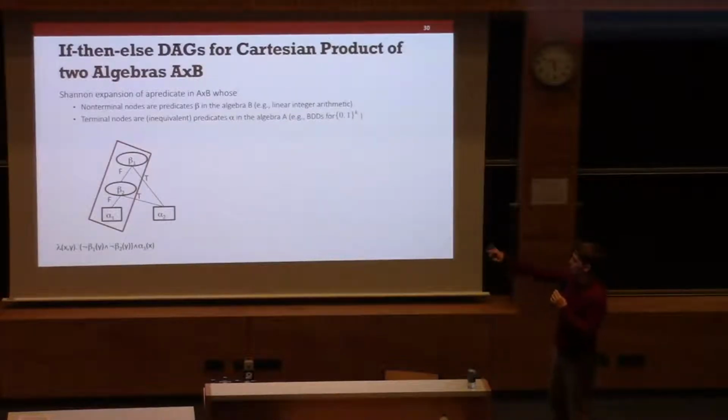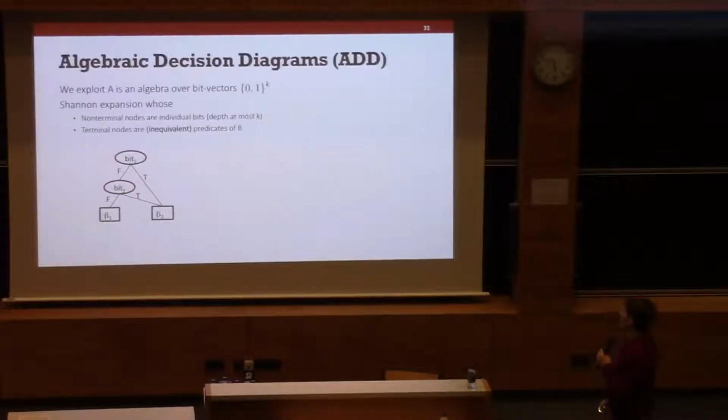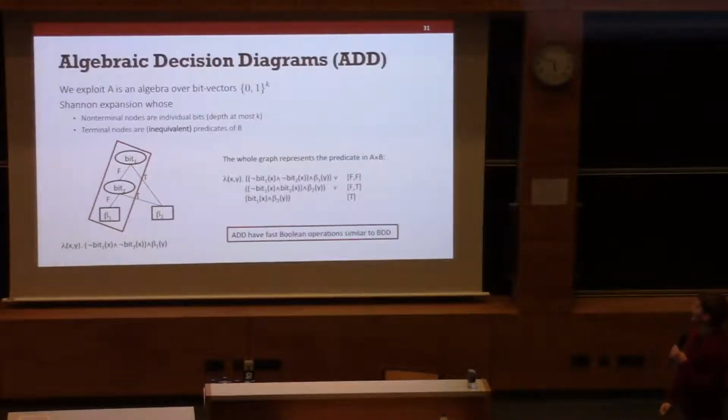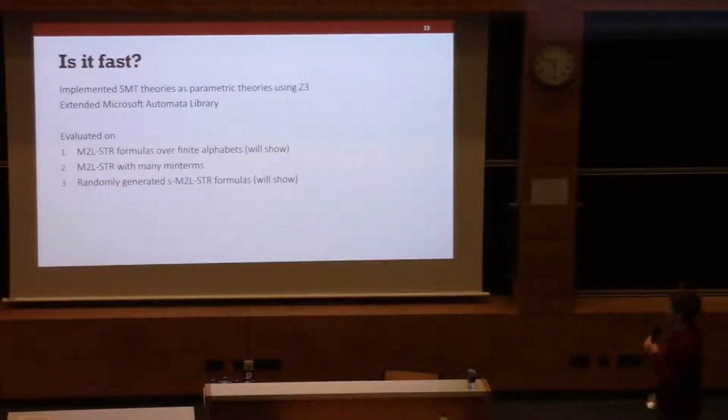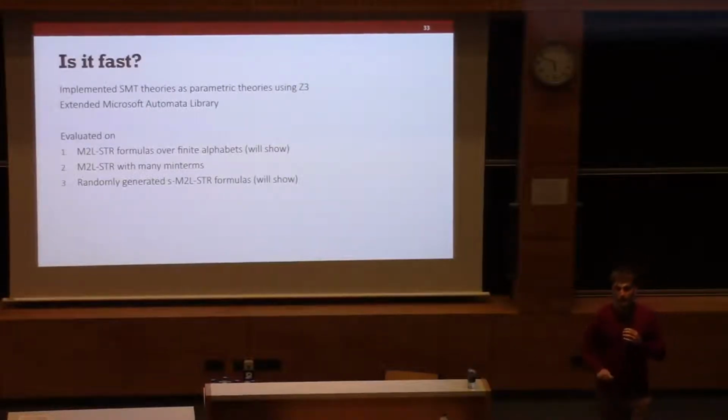So the idea is we use these decision diagrams to represent the Cartesian products, where the nodes are elements of one algebra and the leaves are elements of the other algebra. I cannot go much into detail, but think of a BDD modulo theory. And we have two versions of it, and I'm going to show you just quickly how these two versions work. So we implemented this logic and integrated it with Z3. So we have all the parametric theories from SMT solvers, and we evaluated it on a lot of examples.